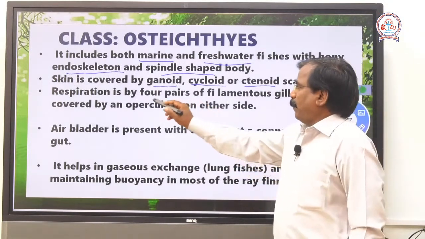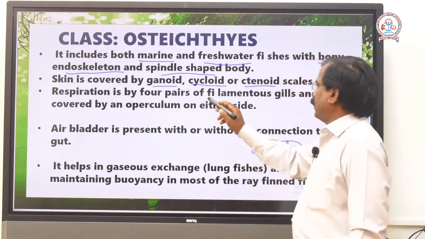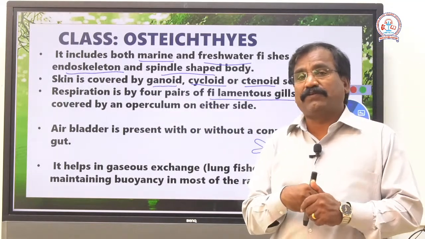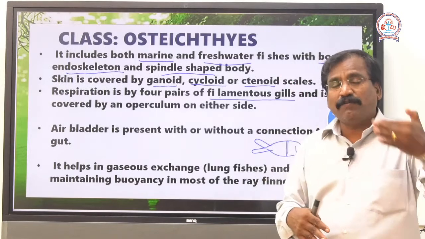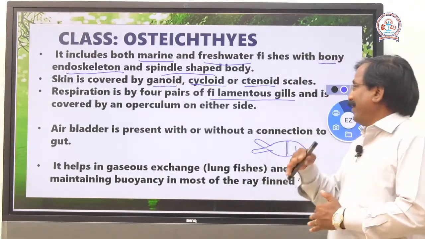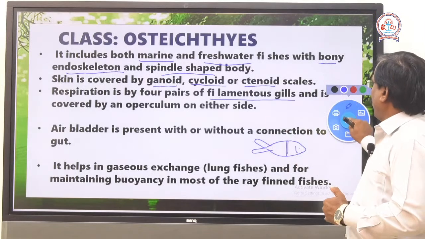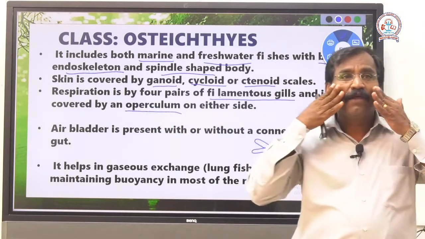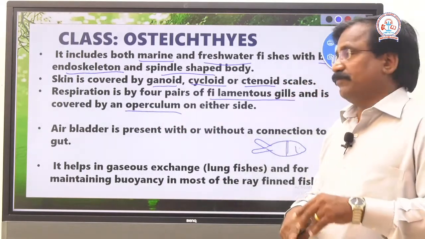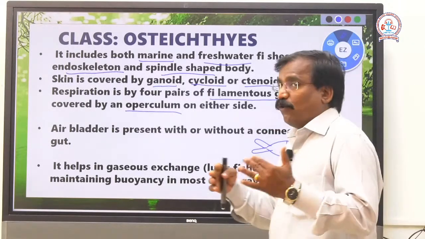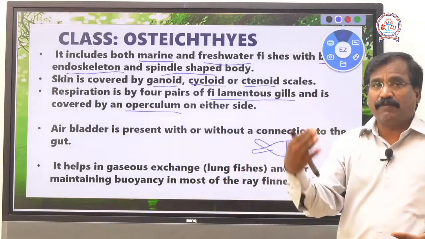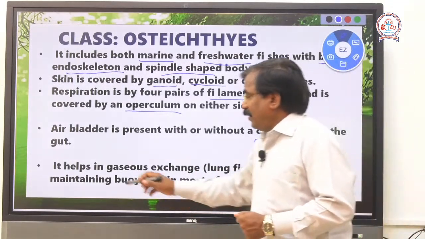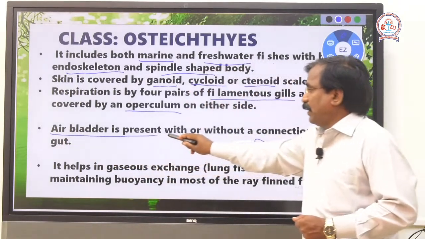Respiration is by filamentous gills. In chondrichthyes we saw that it is lamellar. Here, it is filamentous gills, which are covered on both sides by the operculum. In chondrichthyes there is no operculum, but here there is the presence of the operculum. And very important, a distinguishing feature, an air bladder is present.